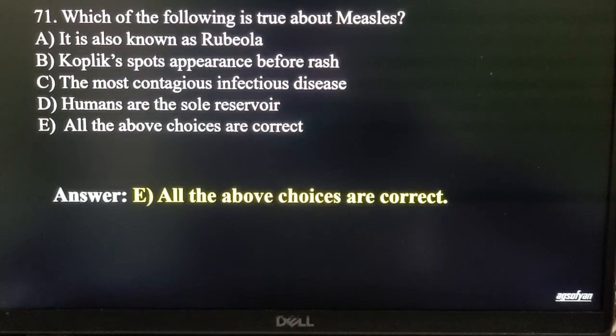Measles is also known as rubeola, and this is one of the most contagious infectious diseases. Measles is number one. It is very, very contagious. And also a sign of measles infection is the Koplik spot in the mouth. A very specific type of spot. So this is a sign of measles infection.